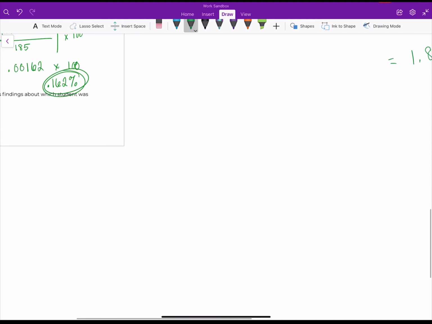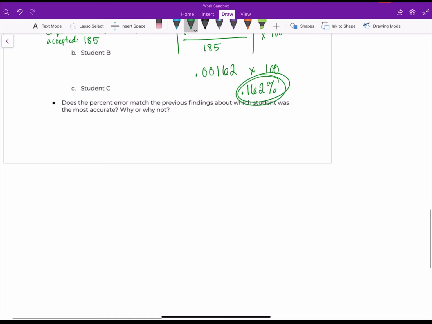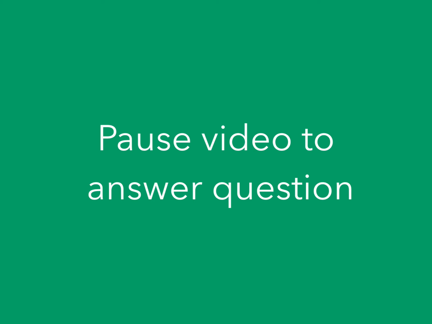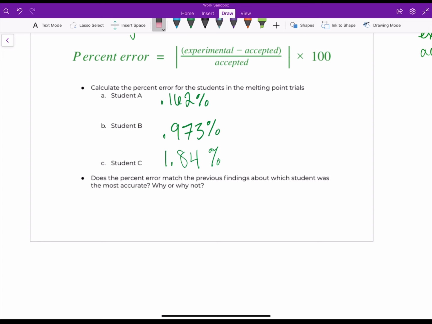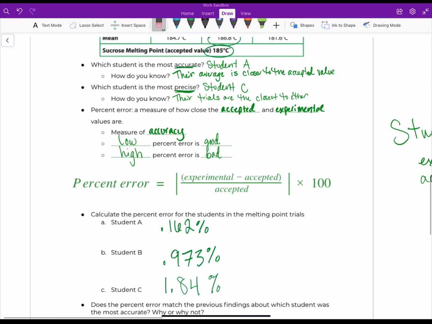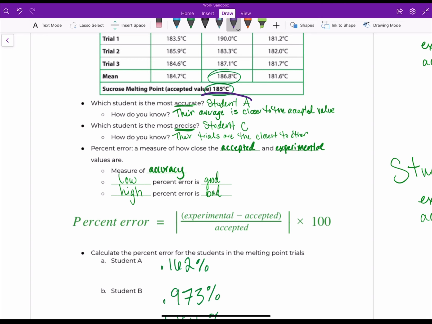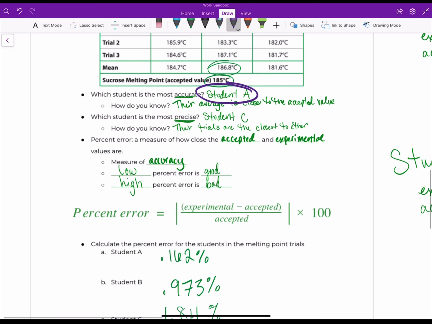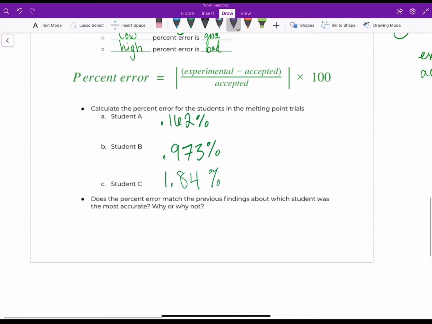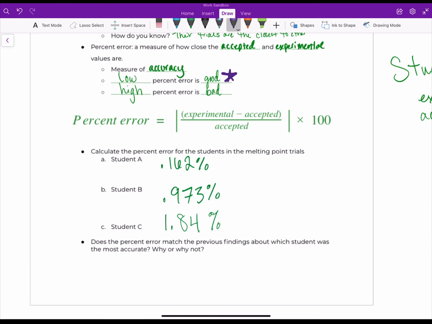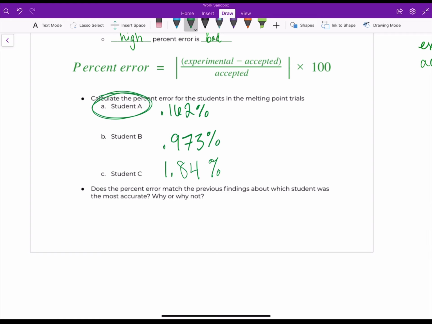Now our last question on our note says, does this percent error match the previous findings about which student was most accurate? Why or why not? So this one does match who is most accurate. Up here, we figured out that student A was the most accurate. Well, that makes sense with our percent errors, right? We said low percent error is good. So the lower the percent error, the more accurate they are. So lowest percent error goes to student A. Student A has the lowest percent error.